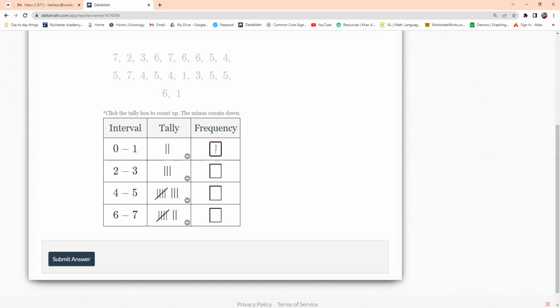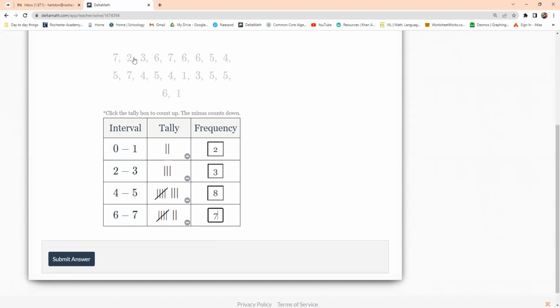So there's 2 in this first interval. There are 3 in the second interval. There are 8 in the third interval, and there are 7 in the final interval. Now, one of the things that you really should do before you submit this is go back and count these numbers and total these up and make sure they match.